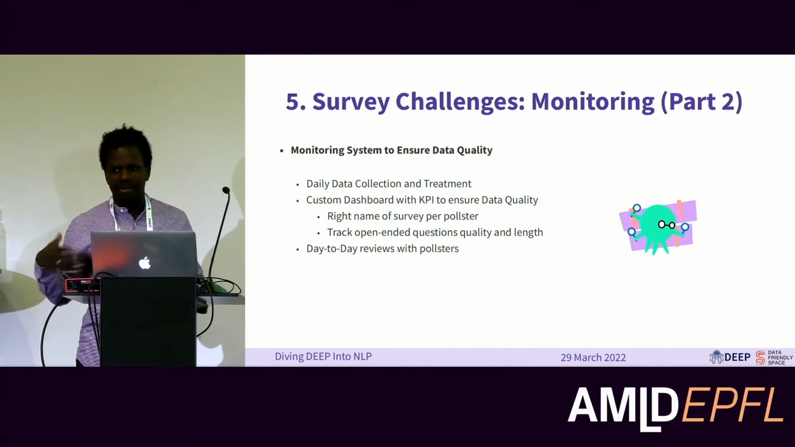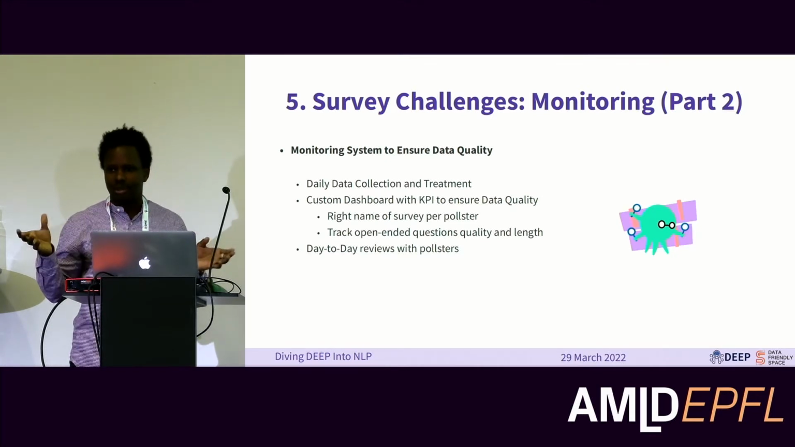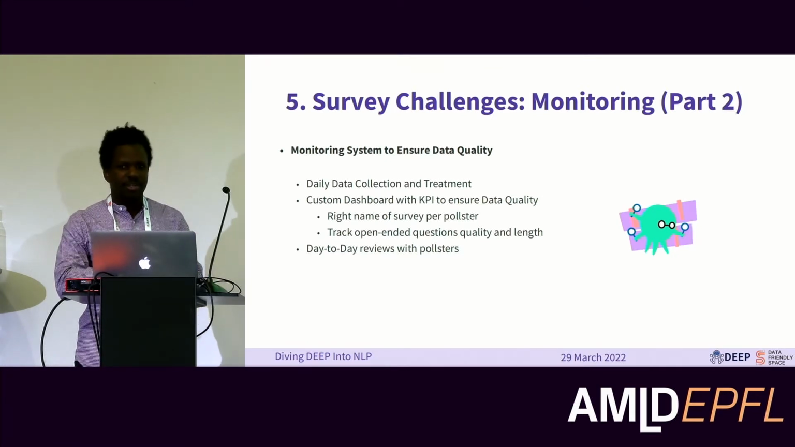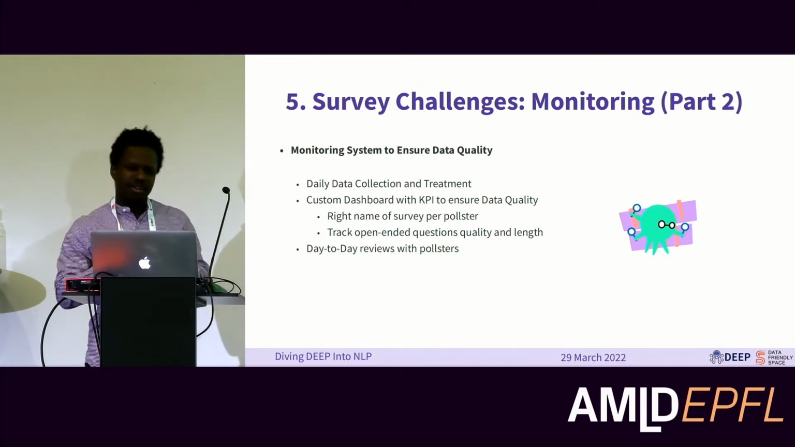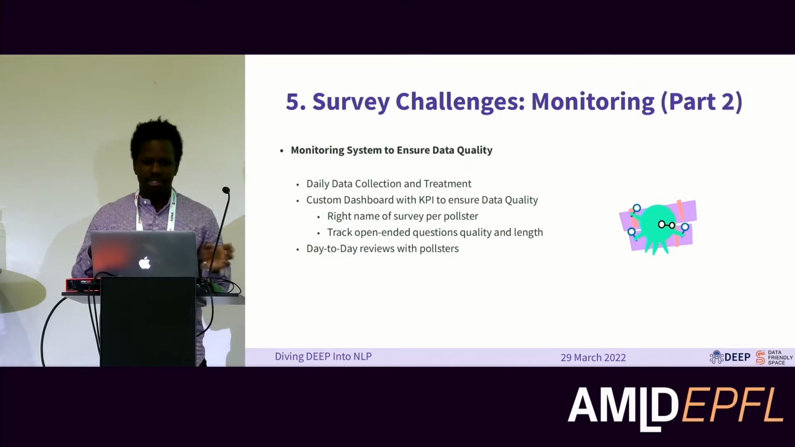Okay, so even when you have good pollsters, we need to check every day that the data we're getting is quality data. Everyone who works in data science and artificial intelligence knows you can't be better than the data you have. If you have good data as a source, you can do a good job, but with bad data, it's really hard to work. So I did monitoring systems, with daily data collection, so we can check that every day.